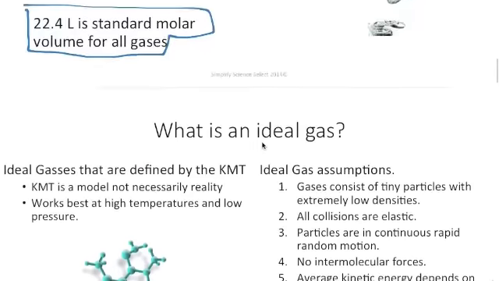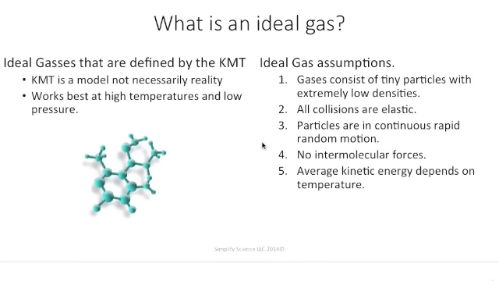So let's look more specifically at what an ideal gas is. Ideal gases are defined by the kinetic molecular theory, and we've talked about that. That's the theory that all atoms are moving in any state of matter, that they're constantly moving, and that their movement is related to their temperature. The kinetic molecular theory is a model. It's not necessarily reality, so it's not necessarily what's actually happening, but it gives us a model that we can base everything off of.